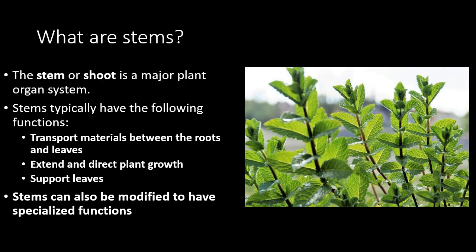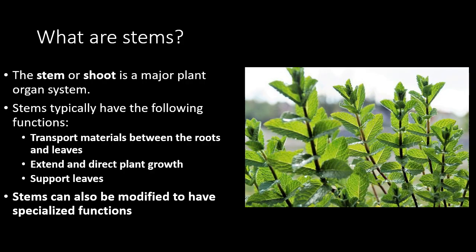Okay, so what are stems to begin with? A stem or a shoot, those are one of our major plant organ systems, along with leaves and roots and flowers and fruits and cones and the like. Stems typically have a couple primary functions. One is to transport materials between the roots and the leaves. If you can find leaves on a plant and you can find roots, that means there has to be a stem connecting the two. We never see leaves directly attached to roots, and we never see roots directly attached to leaves most of the time.